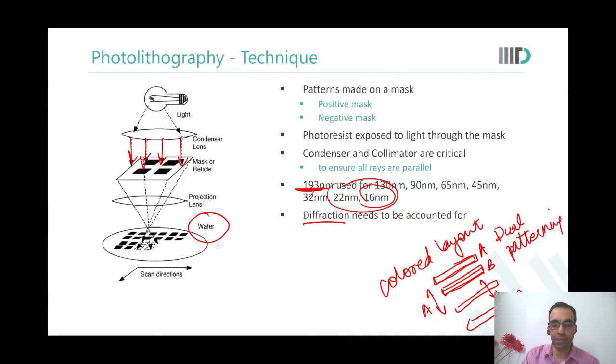Excuse me, sir. Yes. Sir, is there something special with 193 nanometer light that we are using this to manufacture even smaller? Yeah, this is argon-based laser.